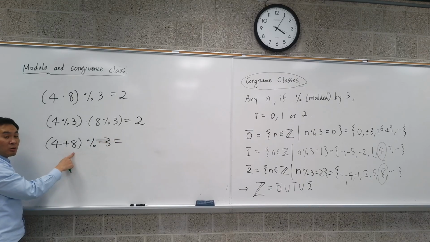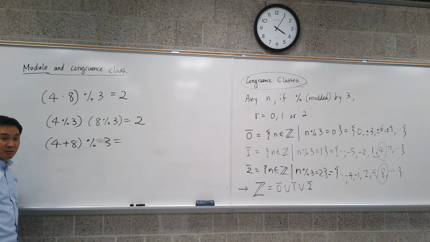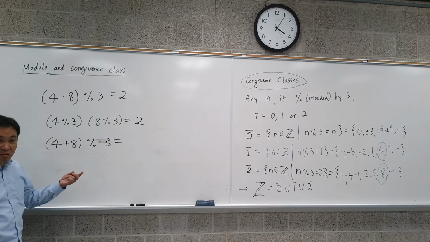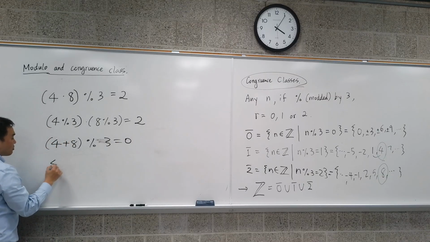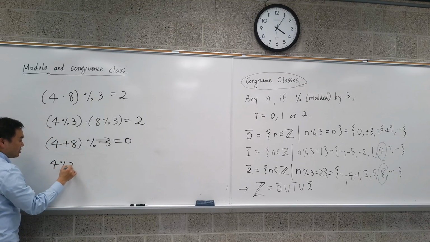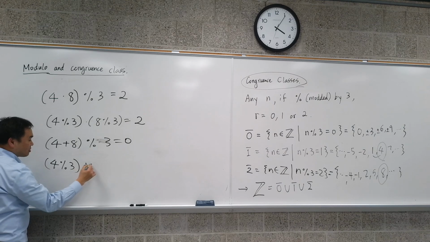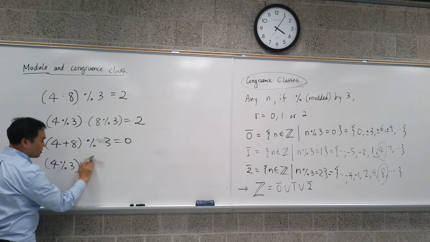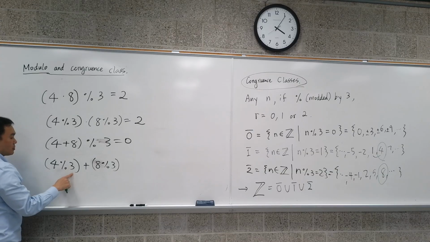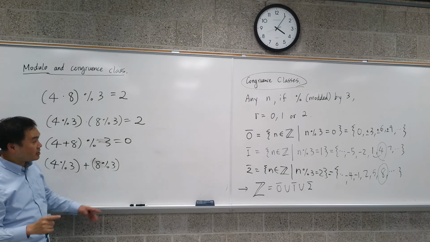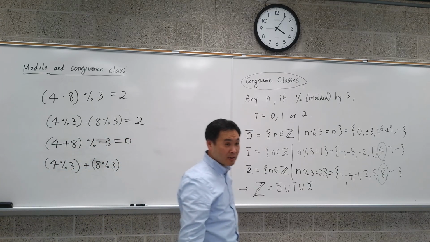4 plus 8 is 12. 12 mod 3 is 0, because 12 divided by 3 is 4 and there's no remainder. So 0. Now what's 4 mod 3 plus 8 mod 3? 1 plus 2, that's 3. And 3 mod 3 is 0 as well, right?